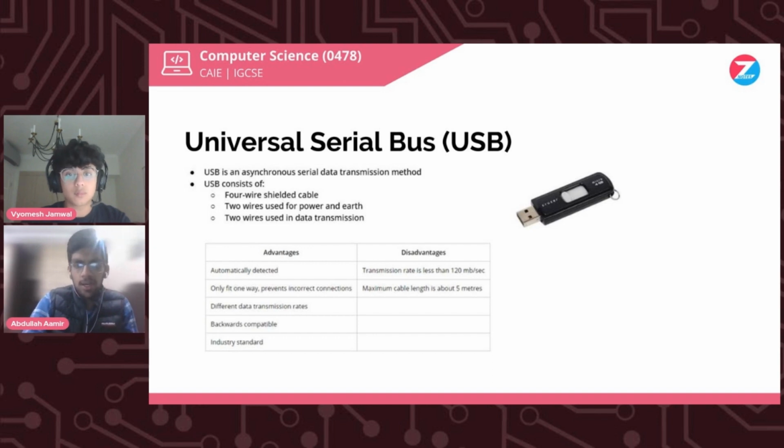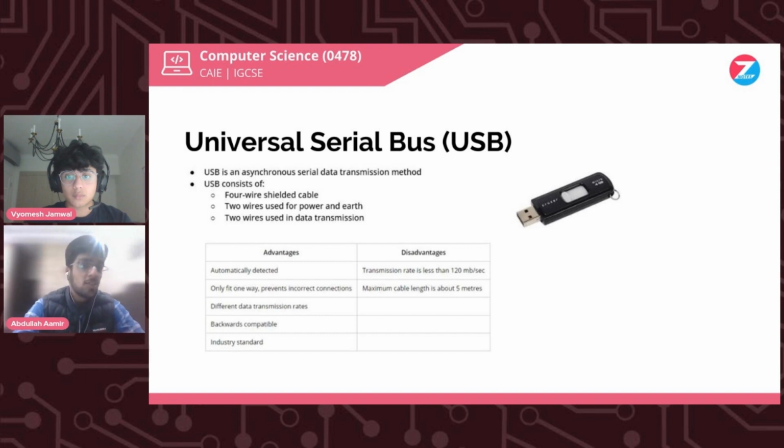And there are advantages and disadvantages of using a USB. The biggest advantage is that whenever you plug in your USB, it's automatically detected by the computer. The computer knows, well, I have a USB. And once again, it fits only one way. So let's just say you're plugging a USB upside down. You will not just force it in and break it. It will stop going in and you can just put it the right way, preventing the loss of money and incorrect connections.